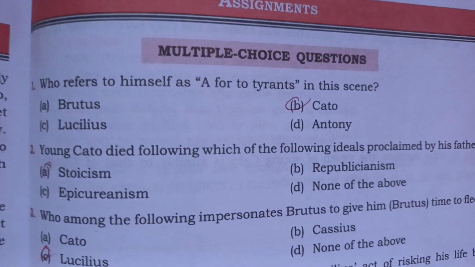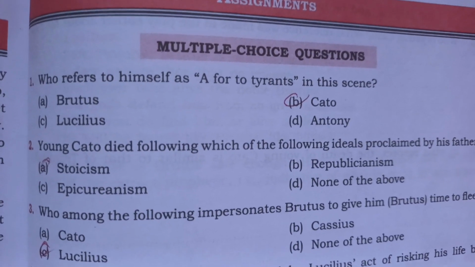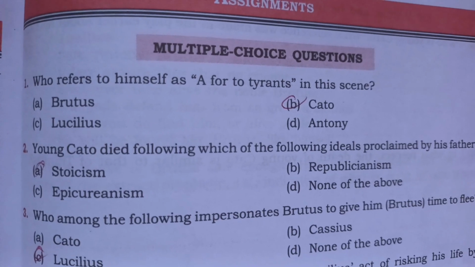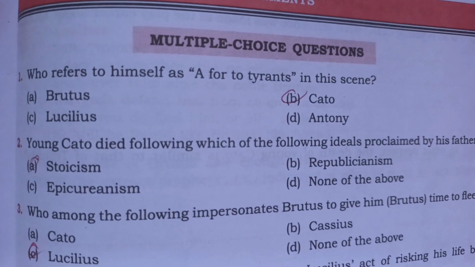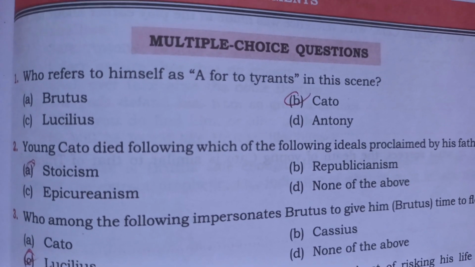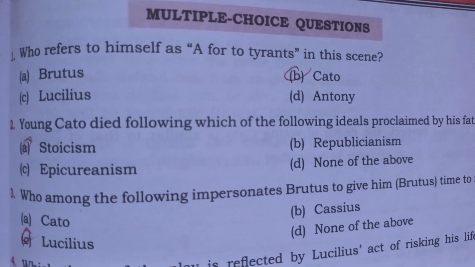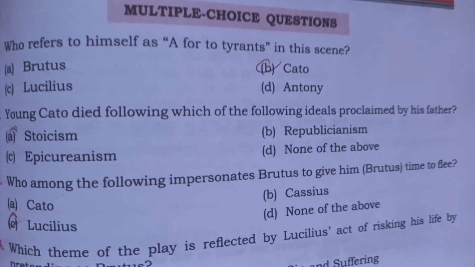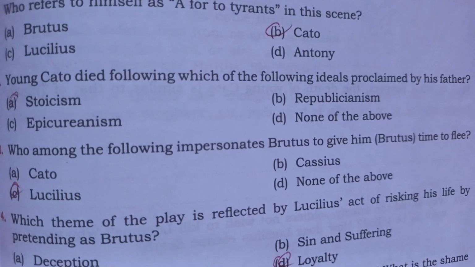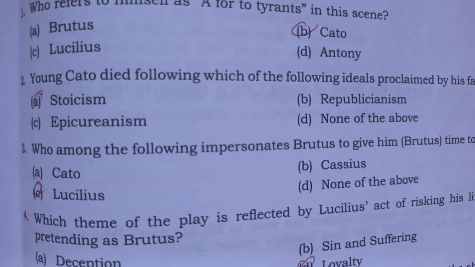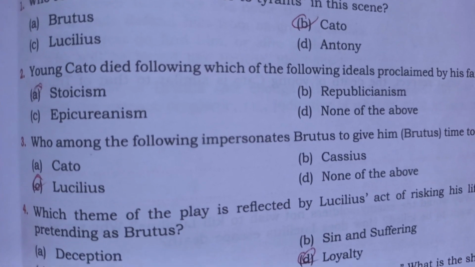So the first one, who refers to himself as a foe to tyrants in this scene? Here option B is correct, Cato. Second, young Cato died following which of the following ideals proclaimed by his father? Here option A is correct, Stoicism.